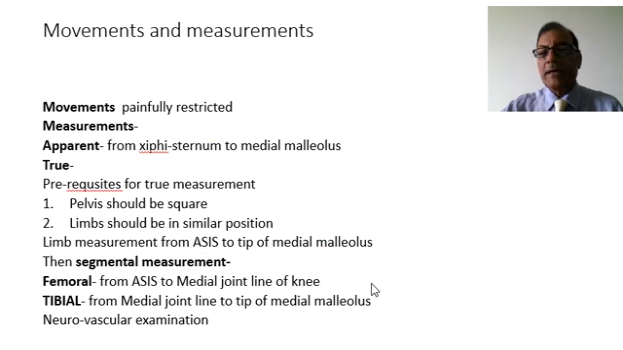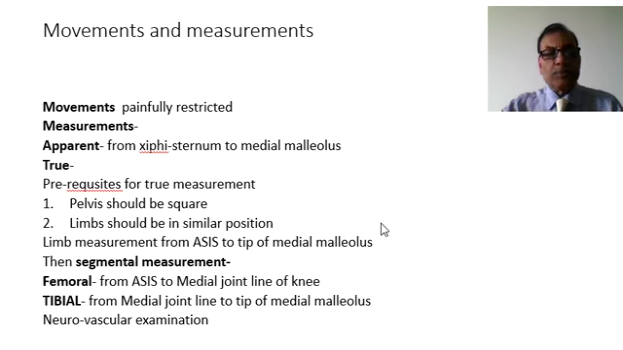Now, movements are always painfully restricted, not advisable to do it. Measurements, there are two types. One is the true and one is apparent. Apparent is easy. From the xiphisternum to the tip of medial malleus is the apparent measurement on both sides. Then true measurement, the prerequisites for the true measurement are: one, the pelvis must be square. It means both ASIS must be at the same level and both limbs should be in similar position.